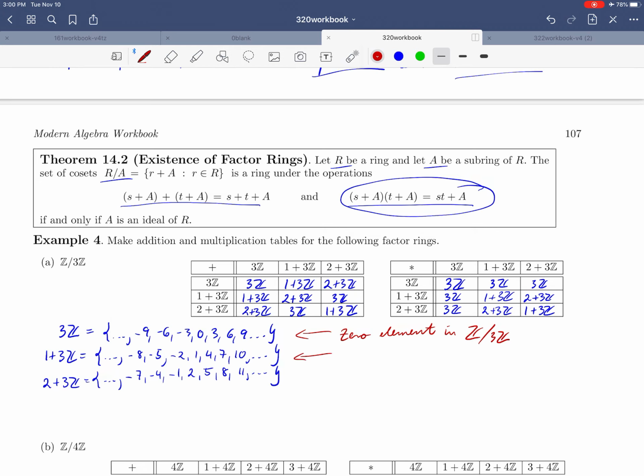And then here 1 plus 3Z, that is unity. So we can also see that in our multiplication table. Part B, you can stop the video and do part B, and I'll be back in the next video to talk about just the solution of part B and then a few results that we have.